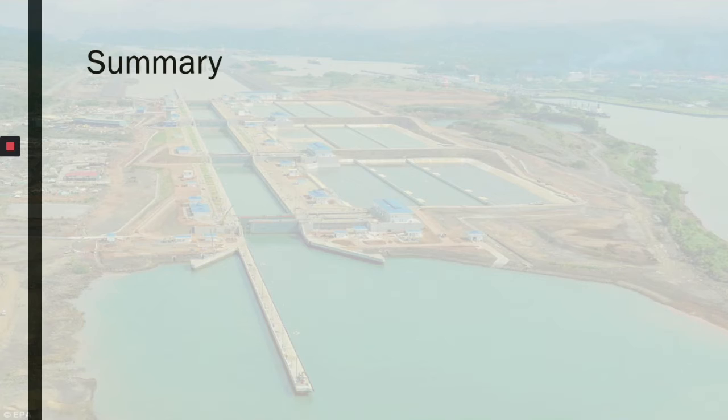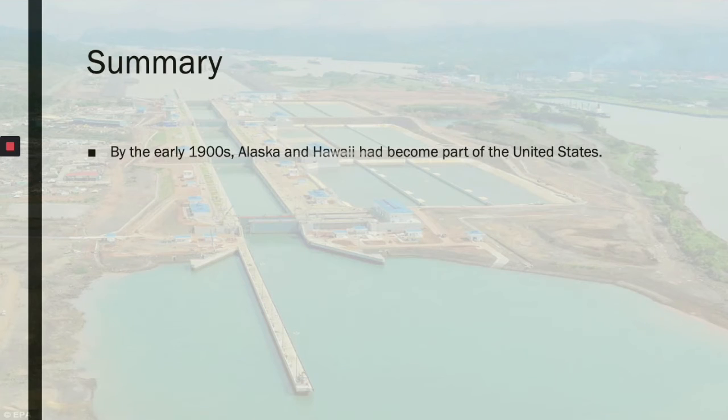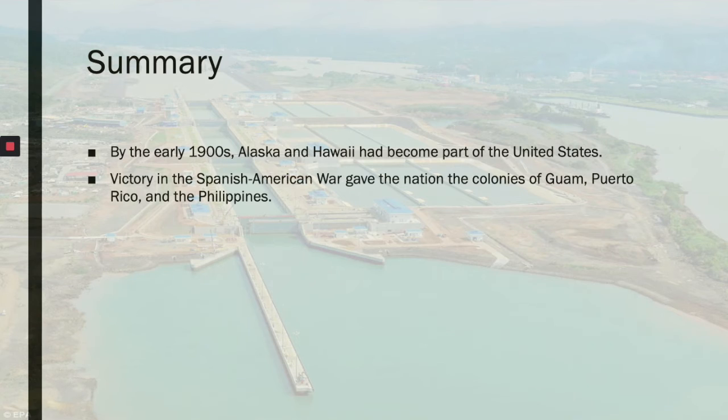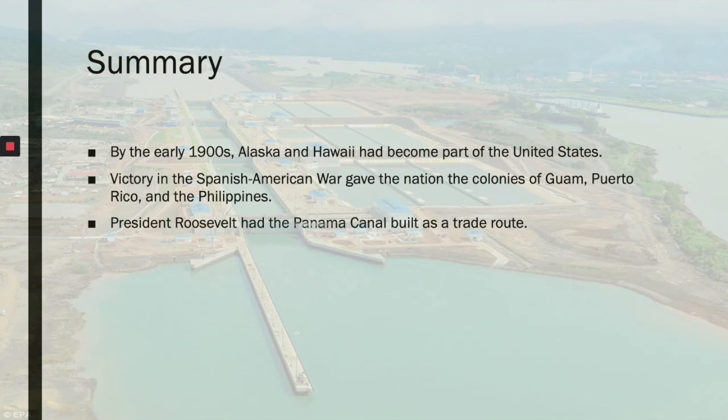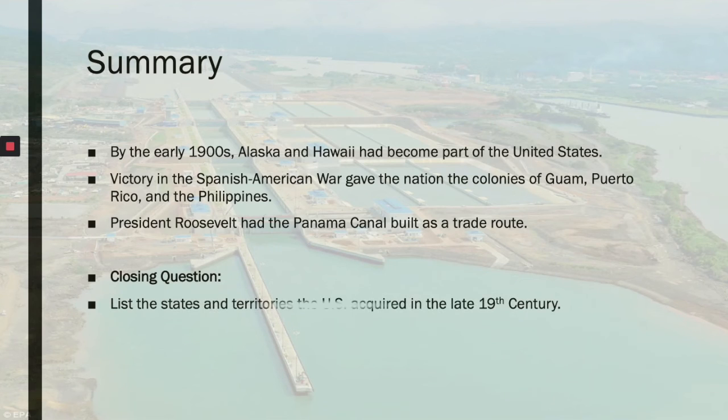All right, and here's a summary. So by the early 1900s, you have Alaska and Hawaii that become part of the United States. Victory in the Spanish-American War gives us the colonies, Guam, Puerto Rico, and the Philippines. And then President Roosevelt had the Panama Canal built as a trade route. Closing question here for you to think about. List the states and territories the U.S. acquired in the late 19th century.